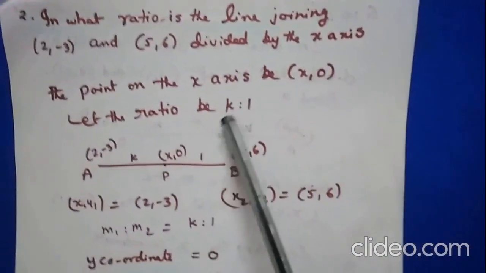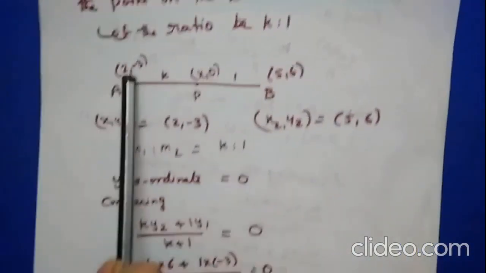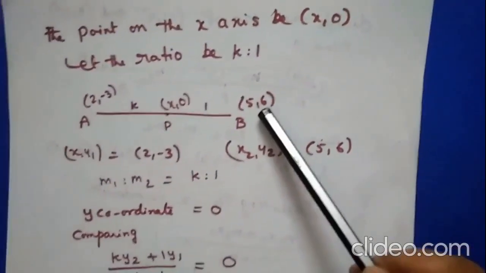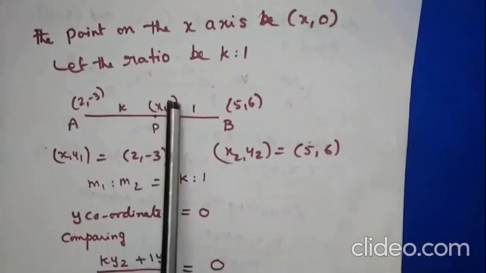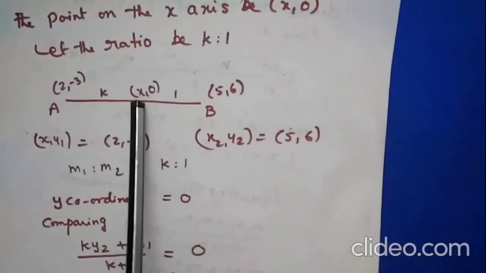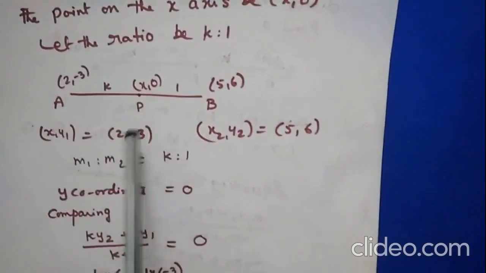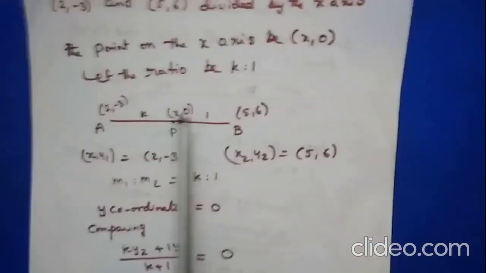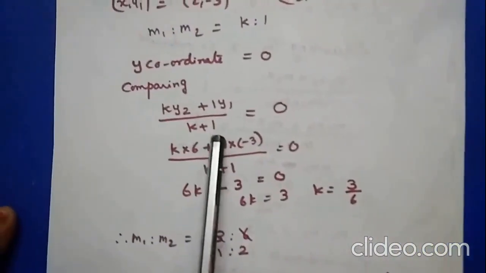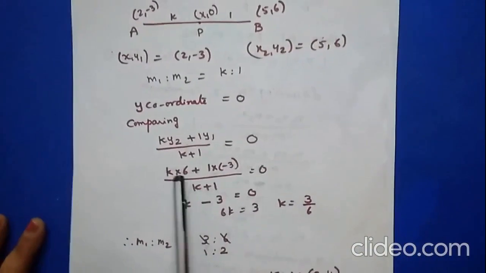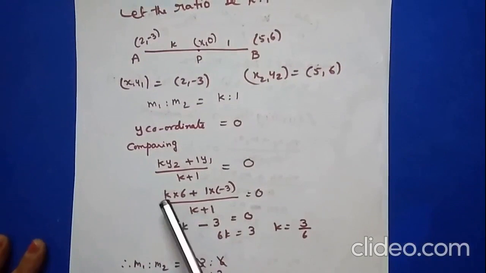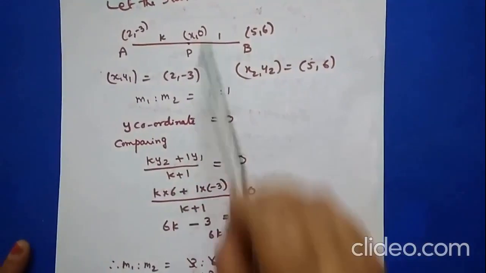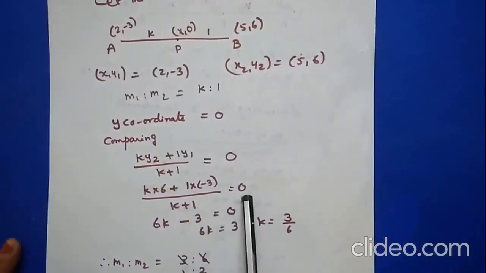So, let the ratio be k:1. A is (2, -3), B is (5, 6). Now, I am going to take the ratio as k:1. The point P is (x, 0) because P is lying on the x-axis. Apply the same formula and compare the y coordinate. What is the y coordinate? (k y2 plus 1 y1) by (k plus 1) is equal to 0. We know y2 is 6, so k into 6 plus 1 into -3 by k plus 1 is equal to 0.